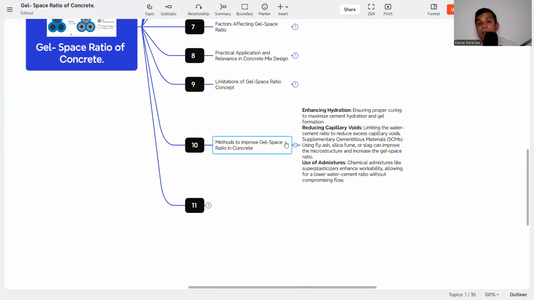And methods to improve gel space ratio. Then enhancing hydration, that means we need to ensure that all cement should be hydrated. Then reducing the capillary voids, limiting the water cement ratio, that we already discussed, reducing the excess capillary voids. Supplementary cementitious material like fly ash, silica fume, and slag can improve the microstructure and increase the gel space ratio. Also the curing condition, curing should be adequate so that there will be no voids inside the concrete. Then admixtures also we can use, chemical admixtures like superplasticizer enhance workability, allowing a lower water cement ratio without compromising the flow. So that is also important to improve the gel space ratio: enhancing hydration, reducing capillary voids, and admixture use.